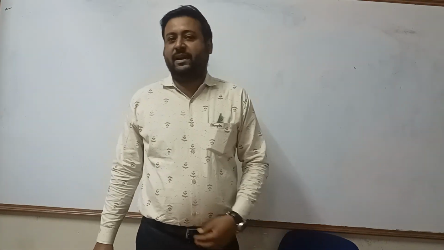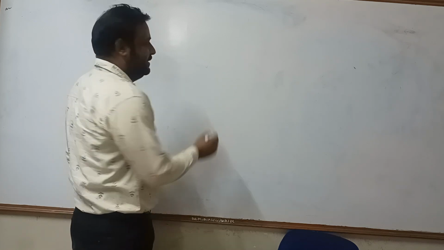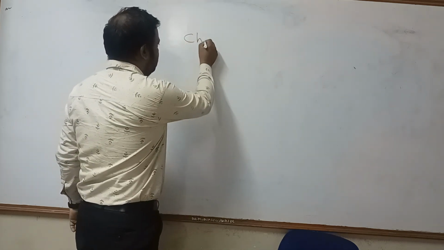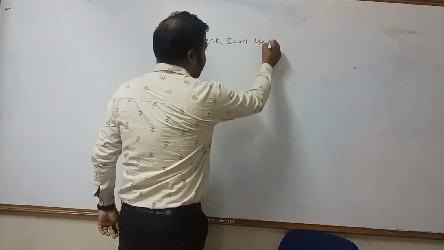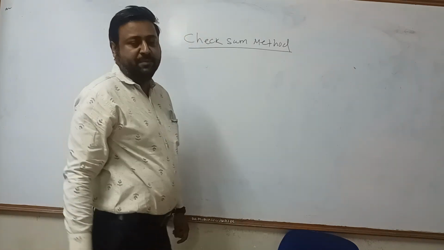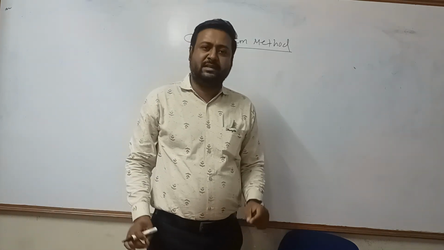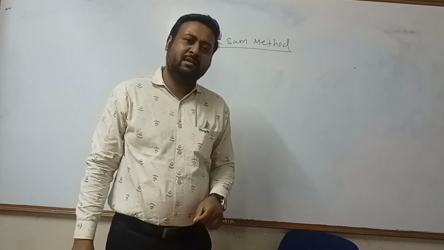Today we are going to read another error detection method, that is the checksum method. So I am writing down that the method name is checksum method. Here what is happening? The error is simply detected. Here there is no option for the error to be corrected.